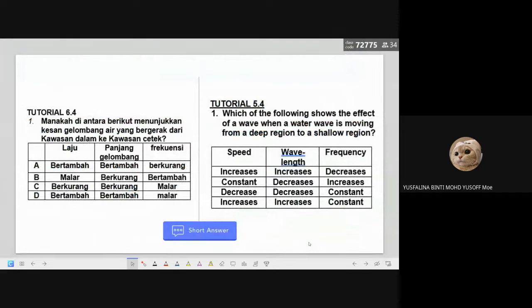Okay, so we have already finished the refraction of waves, so I will give you questions for tutorial. All right, so let's answer this question.